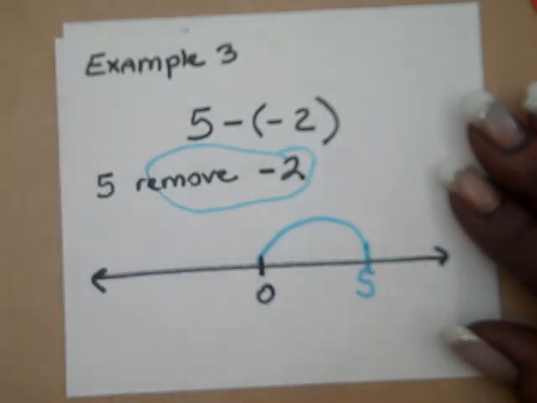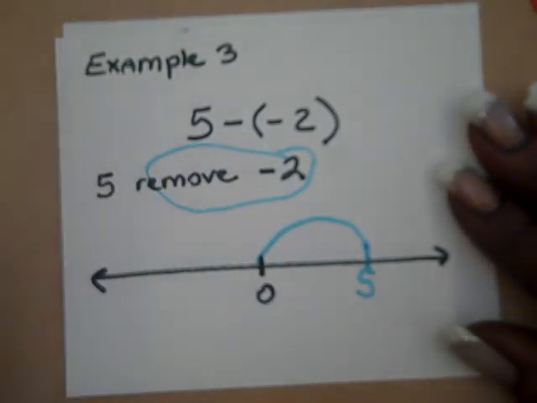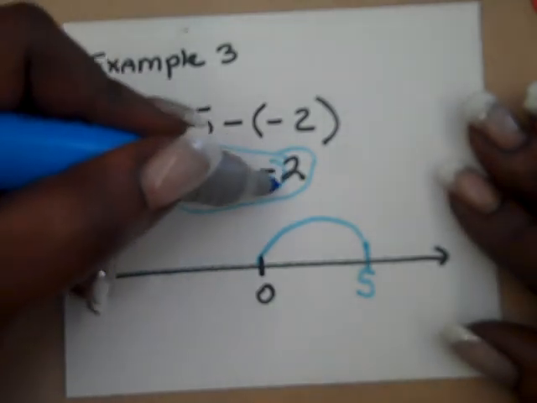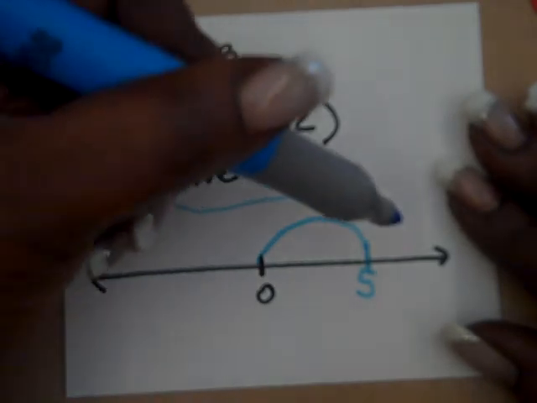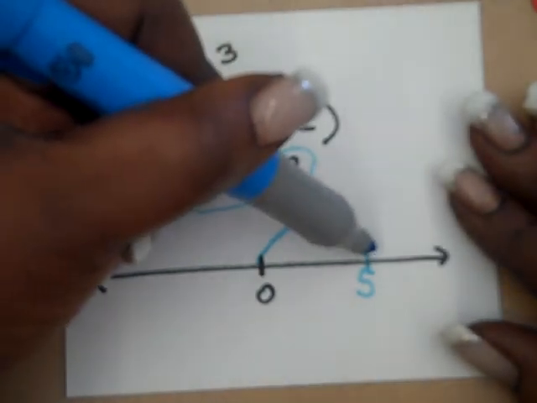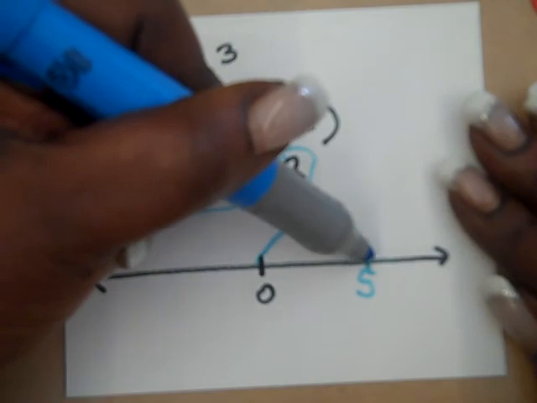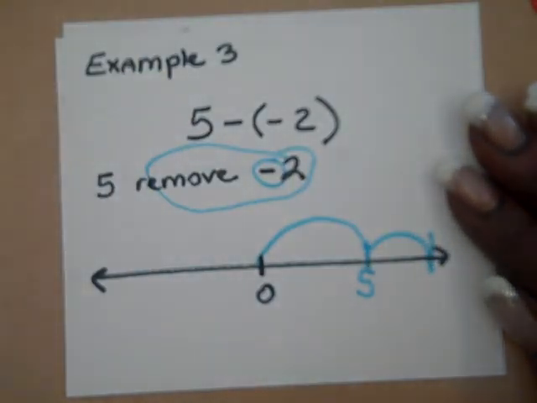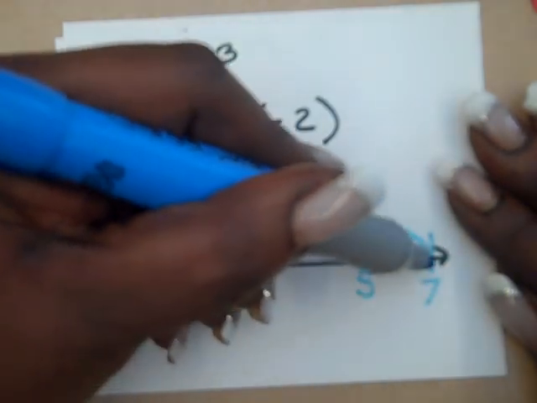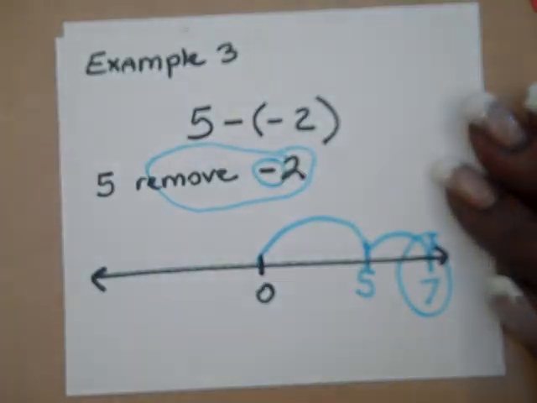Let's say 5 is here. And from that 5, we must remove -2. That negative changes things a bit. Remember, the opposite, or how you remove -2, is by adding +2. So from the positive 5, we will remove the -2 by moving forward 2 places, which gives us the solution of 7.